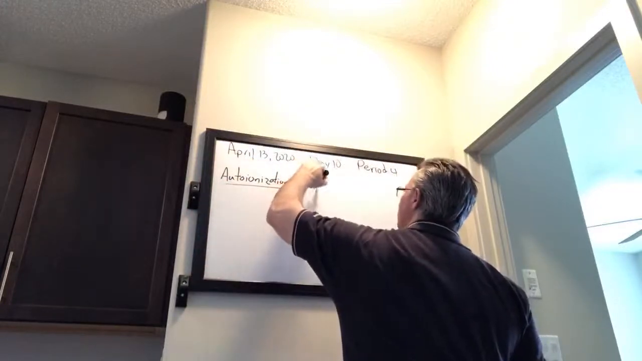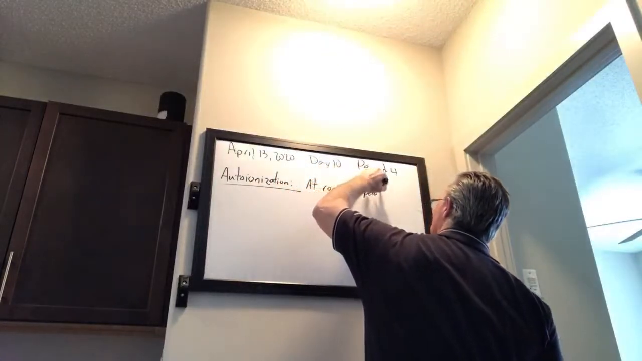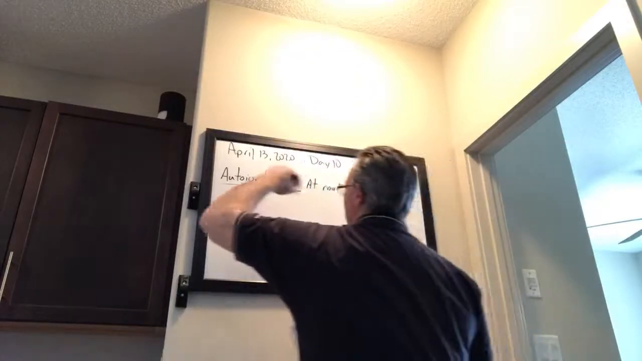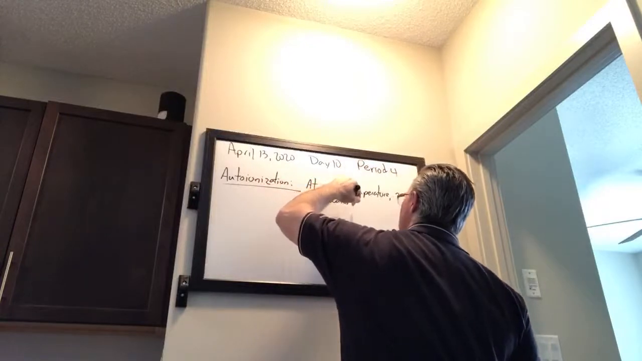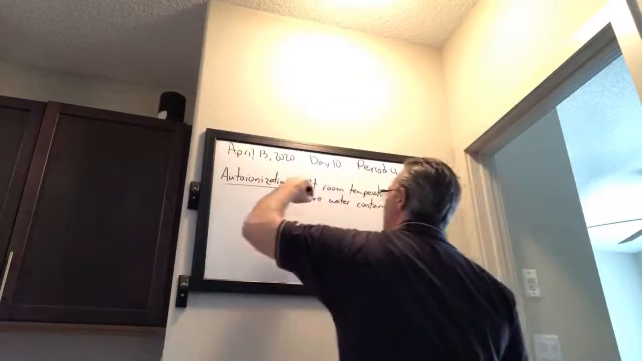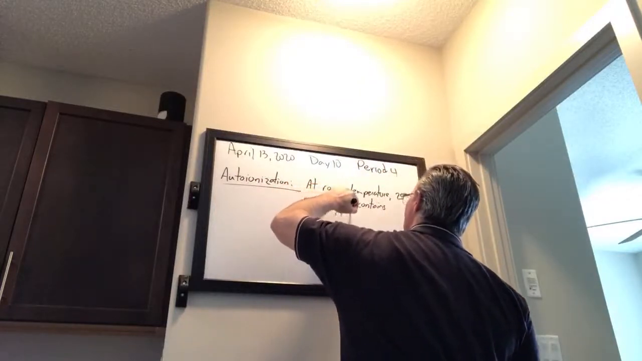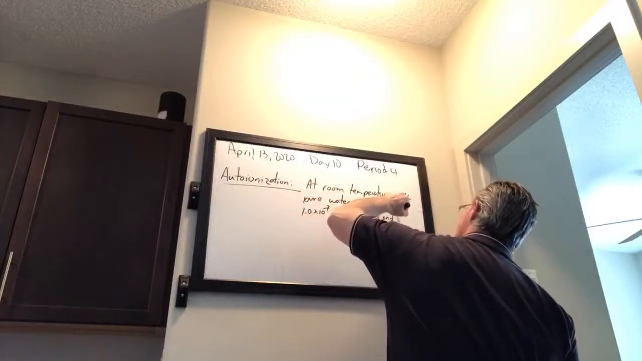At room temperature, which is 25 degrees Celsius, pure water contains 1.0 times 10 to the minus 7 molar of H+ concentration and OH- concentration.